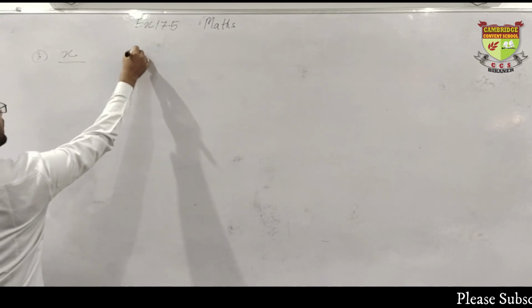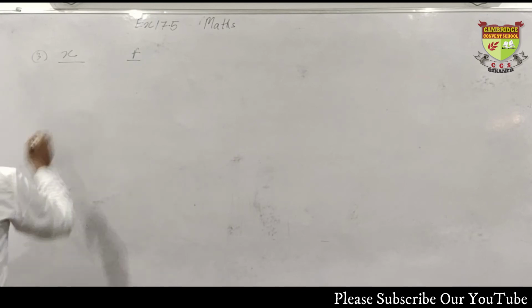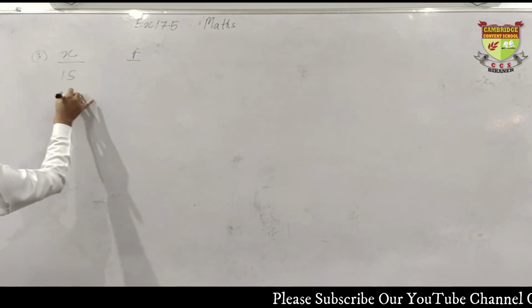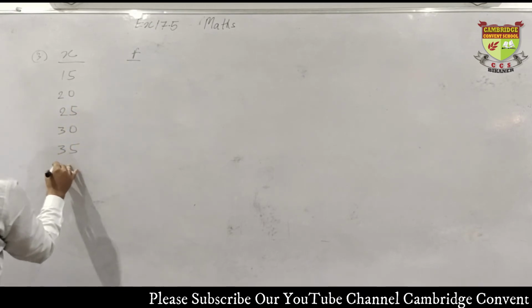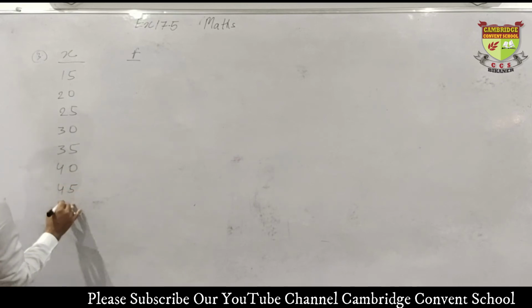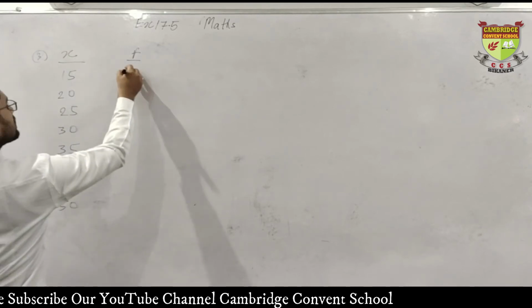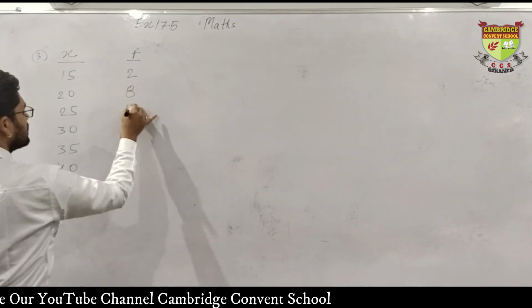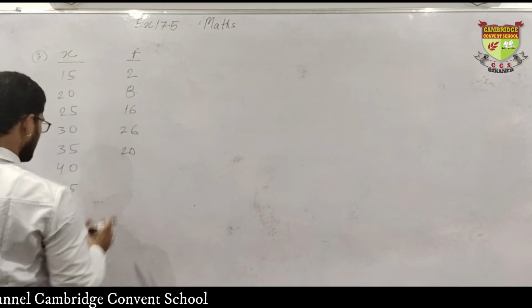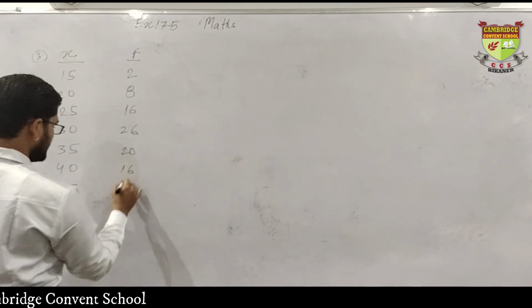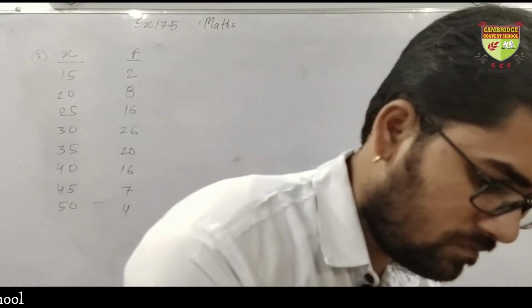X, f. Okay, what is x? 15, 20, 25, 30, 35, 40, 45, 50. These are x. What about f? 2, 8, 16, 26, 20, 16, 7, 4. Fine? Okay. Fine.